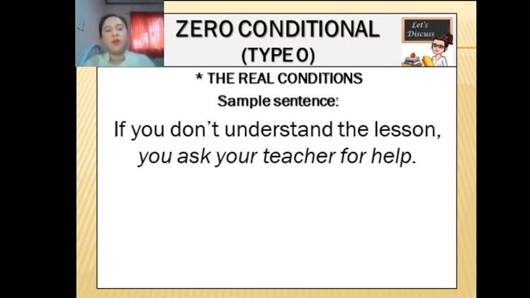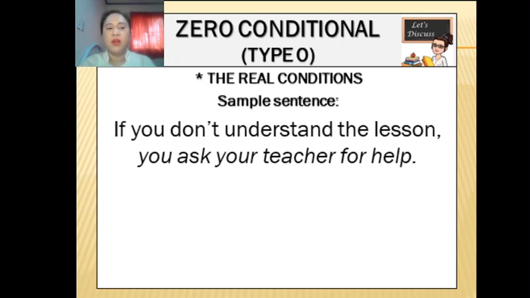So the first type of conditional sentence is called zero conditional or type 0. Zero conditional or type 0 conditionals are often referred to as real conditions since they are used to express general truths or scientific facts and conditions with always the same result. This type of conditional sentence uses the simple present verb in both the subordinating and main clause. Let's take a look at the example. If you don't understand the lesson, you ask your teacher for help.